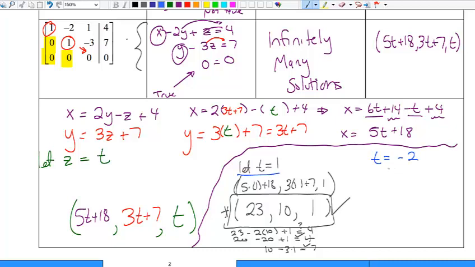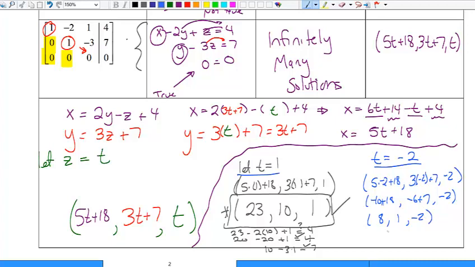The first time we did, t was 1. Let's try t is negative 2. You can try all sorts of things. So I have 5 times negative 2 plus 18 for x. Then I have 3 times negative 2 plus 7, and then negative 2. That gets me negative 10 plus 18, which is 8. Negative 6 plus 7, which is 1, and then negative 2. So this is another one of the infinitely many solutions. If I plug it in, it will also work.